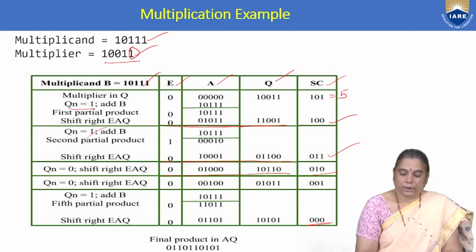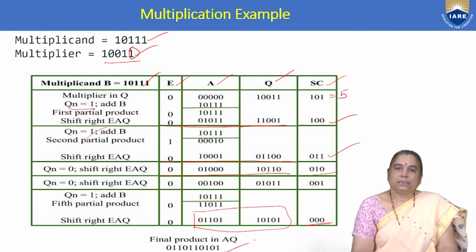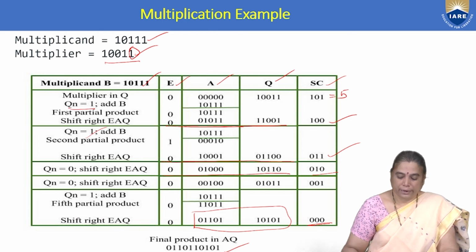And the final product is available in EAQ. So that EAQ value is the result. In this way, the binary multiplication algorithm can be applied.